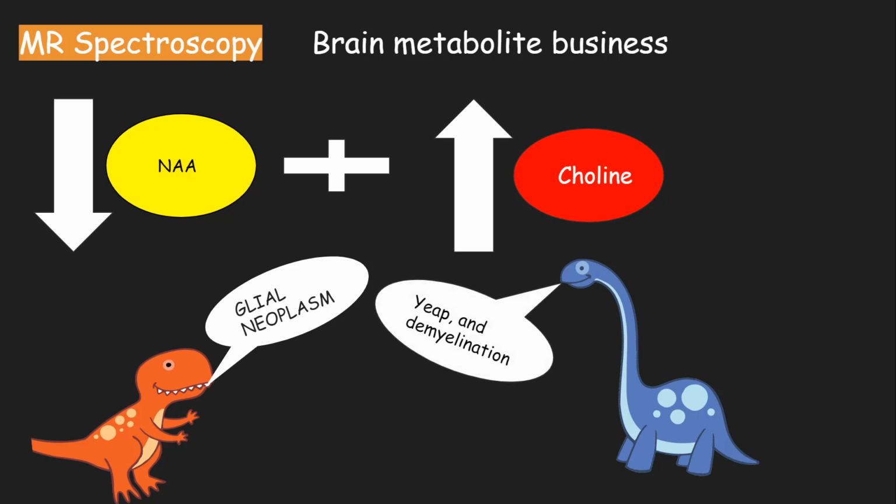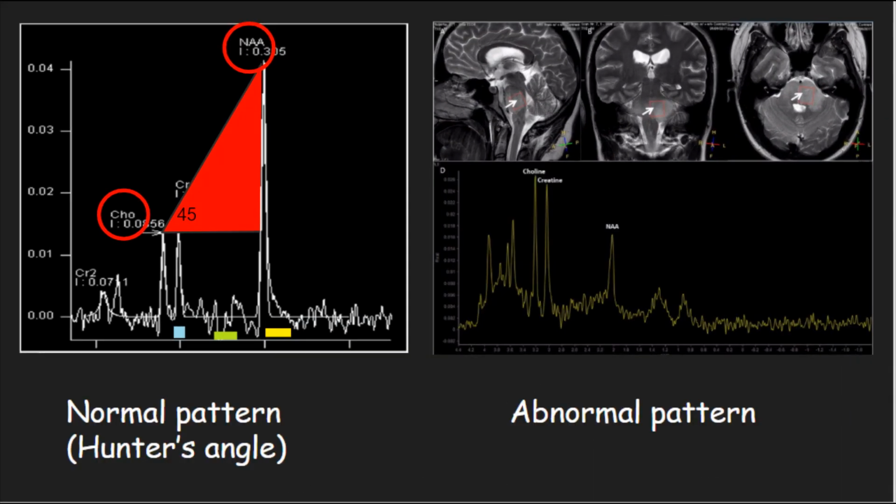neuronal membrane damage. On image, you see a spectrogram of certain brain area. Normal pattern is characterized by having a 45-degree angle between the quantity of choline and NAA, which we call Hunter's angle.